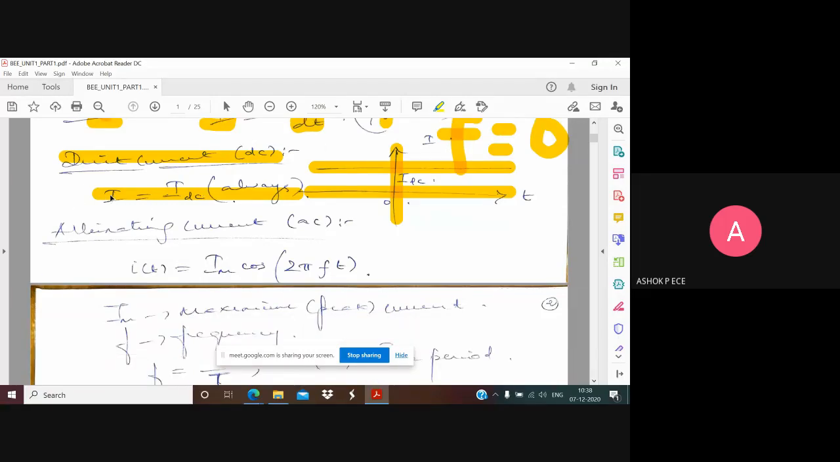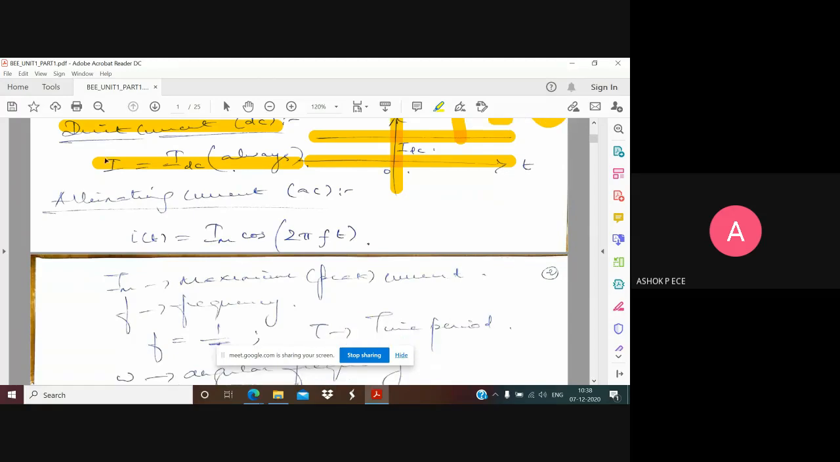So see here, I is equal to IDC. This I can be positive, negative, or 0. But it cannot take an expression consisting of t. It cannot take I is equal to t square or I is equal to cos t, because your DC current is independent of time. It is going to be constant throughout the entire time duration.